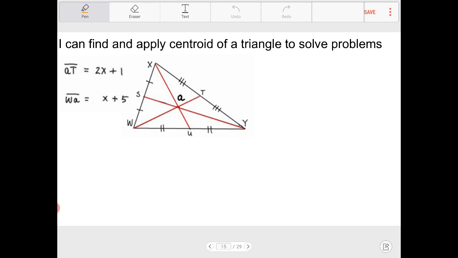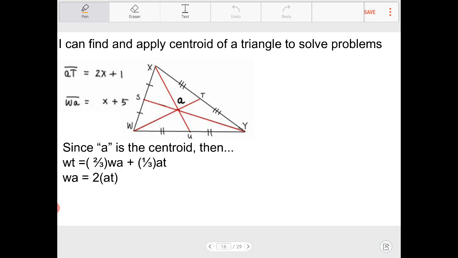All right, so very, very similar. I know that AT is equal to 2x plus 1, which is this length right there. And WA, which is the other 2/3 portion, is x plus 5. See if you can pause the video to find out what x is, and what the segments WA and AT are. Hopefully you had some time to think about this. Let's take a look.